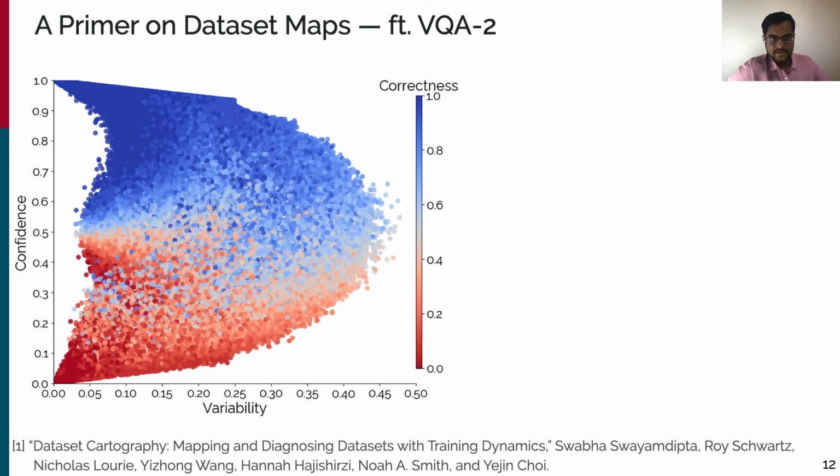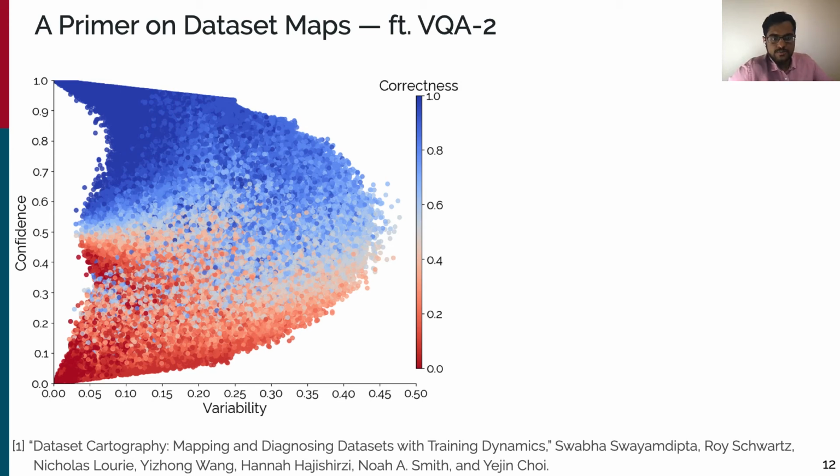Constructing a dataset map is really simple. Here's one for the bottom-up attention model trained on VQA2. Conditioned on a model that you're training in a given dataset, track the confidence assigned to given examples across training epochs. At the end of training your model, plot each example from your dataset on a graph where the y-axis is the average confidence assigned across epochs, and the x-axis is the average variability, the spread of those values.